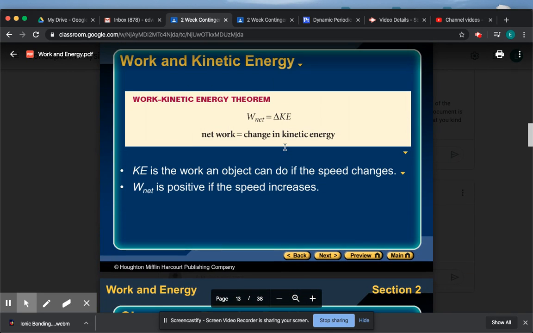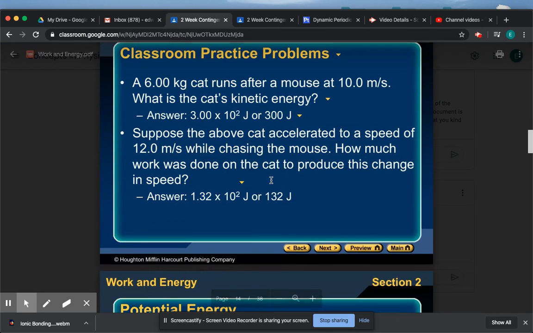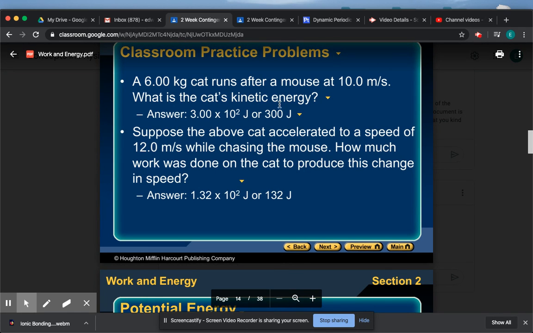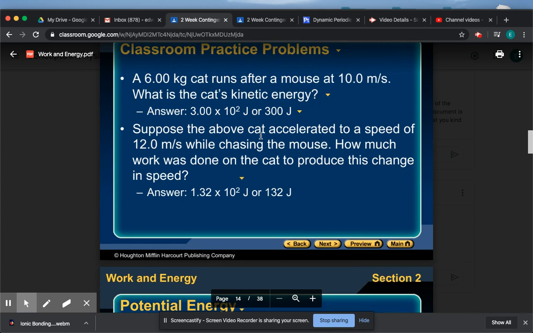Because remember, work is change in kinetic energy. So you would do your final, which would be the number you get here, minus your initial, which would be the 300. So if you wanted to get that answer, that's where it would come from.